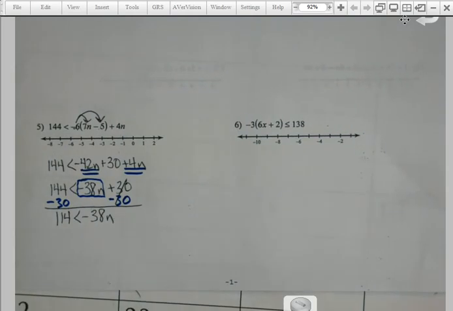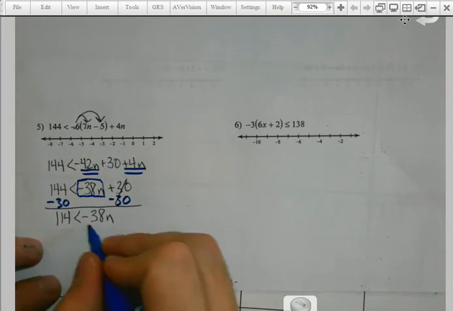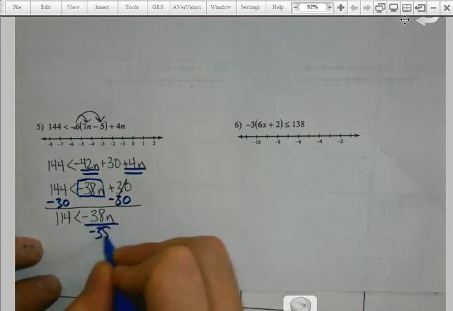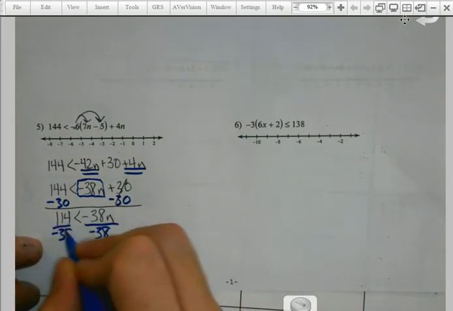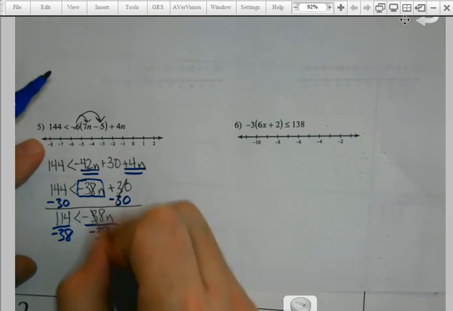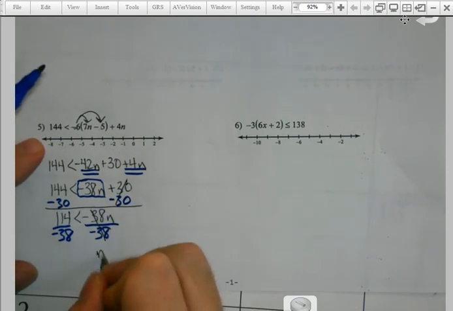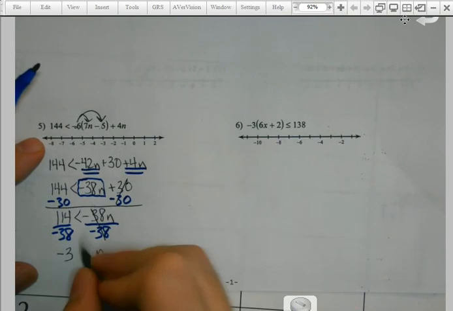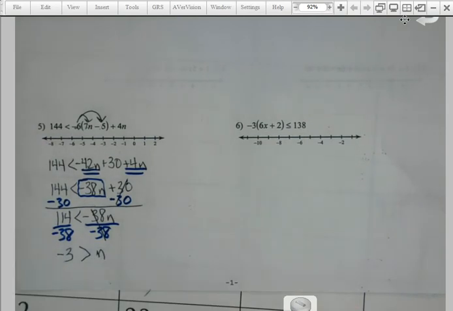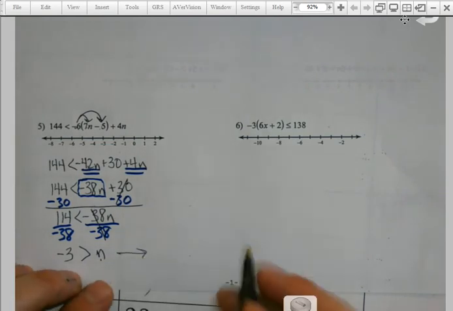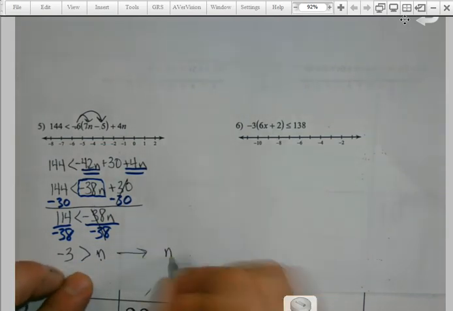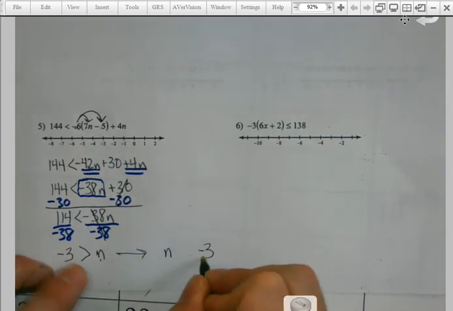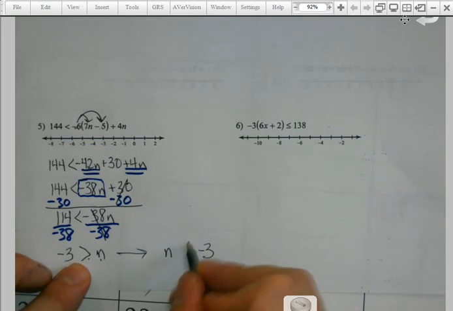Now, let's see. What's my last step going to be here? Okay, divide by negative 38. Believe it or not, that goes in nice and even. What do I have to do since I divided by a negative? Flip the arrow around. And you're like, oh man, the n's on the right side again. That's not a problem. We're going to switch the n and the negative 3. And I'm going to flip the arrow and turn it the other way.